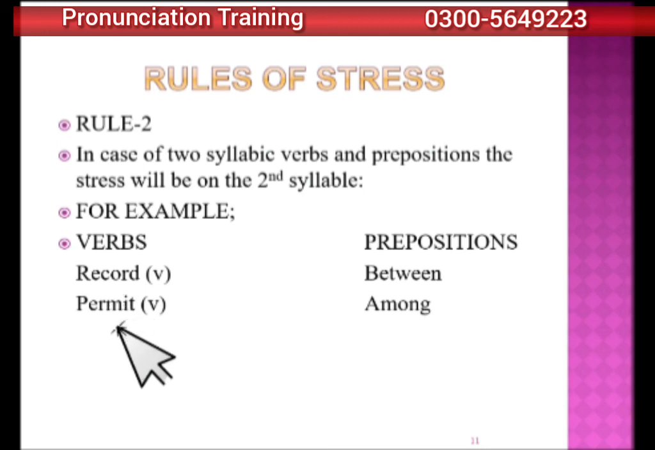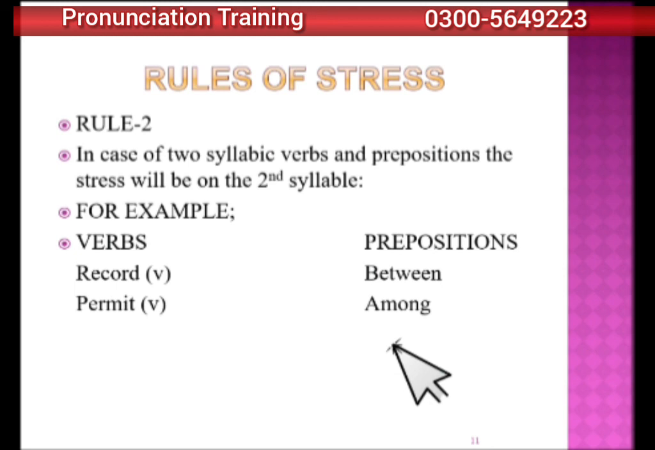ऐसे ही परमिट, एट परमिट, परमिट, ही हैज परमिटेड मी टू गो देयर, द प्रिंसिपल हैज परमिटेड द टीचर टू गो आउट. परमिट, एंड इट्स बिटवीन, नॉट बिटवीन, बिटवीन. The stress will be on the second syllable. Among, not among, it's among. The stress will be on the second syllable.